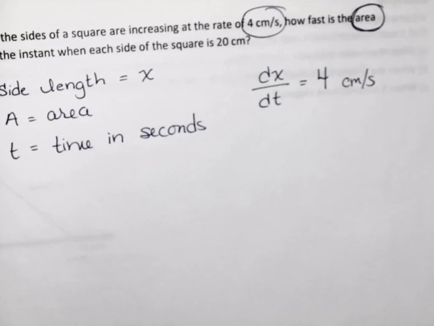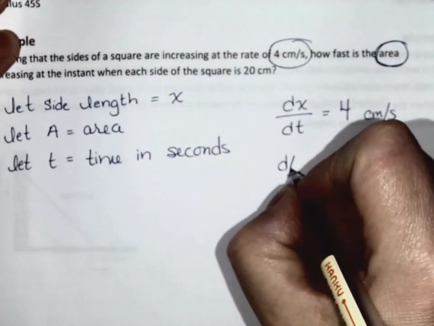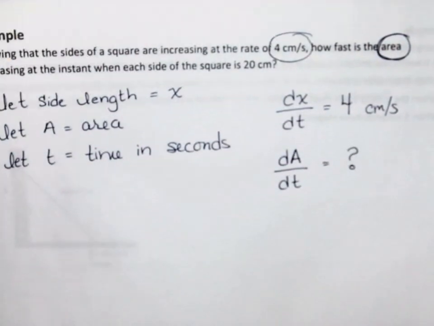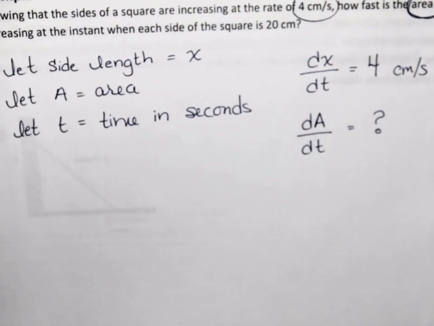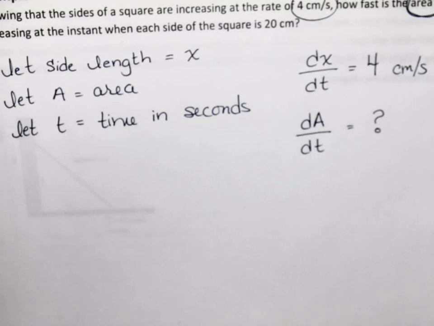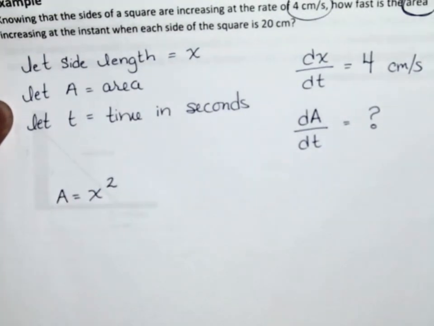So what the question is asking is how fast is the area increasing? So what are we trying to find? Correct. We are trying to find dA over dt. Okay. So this has to do with area of a square. What's the formula for area of a square? Side times length, but we know that all sides are the same, so side squared. And what was our variable for the side length? X. Okay, so area of the square is x squared.